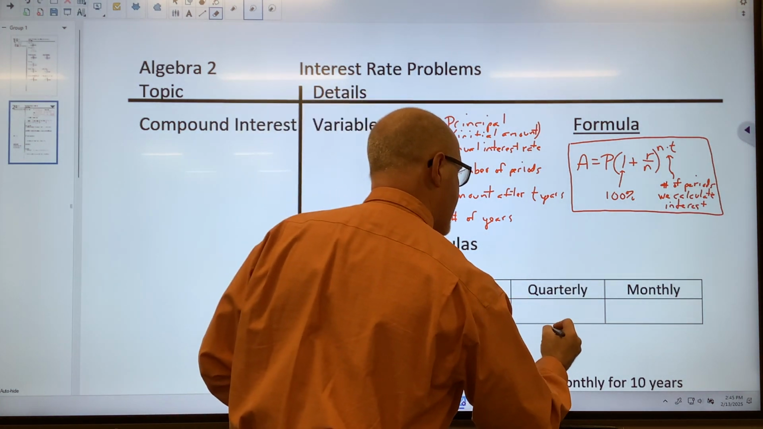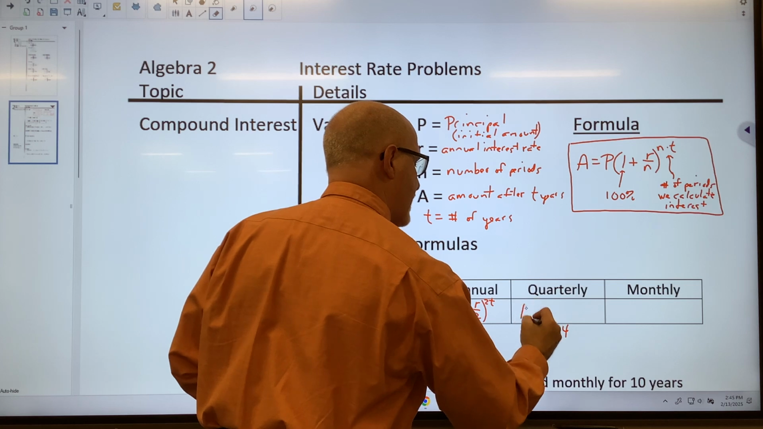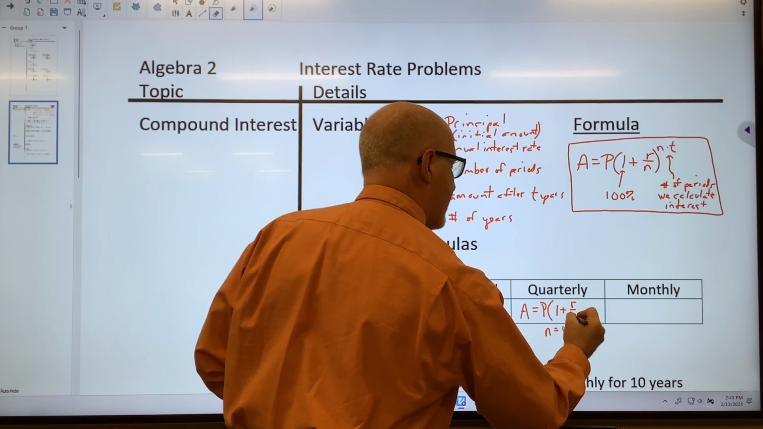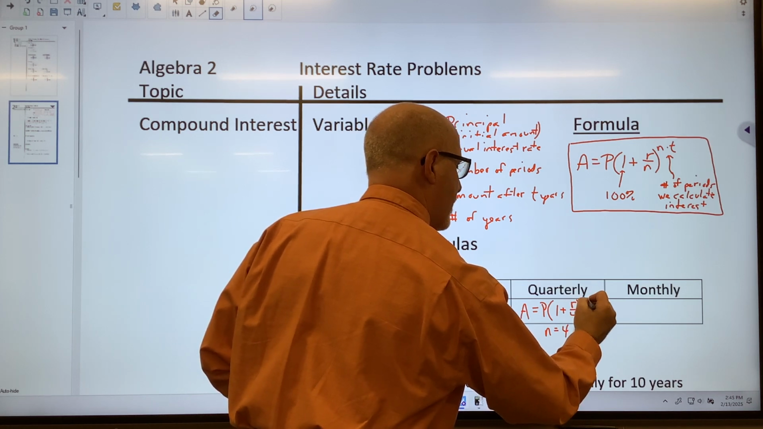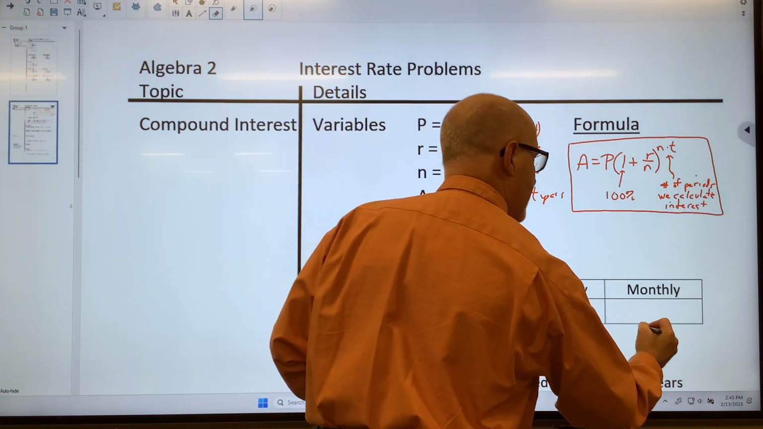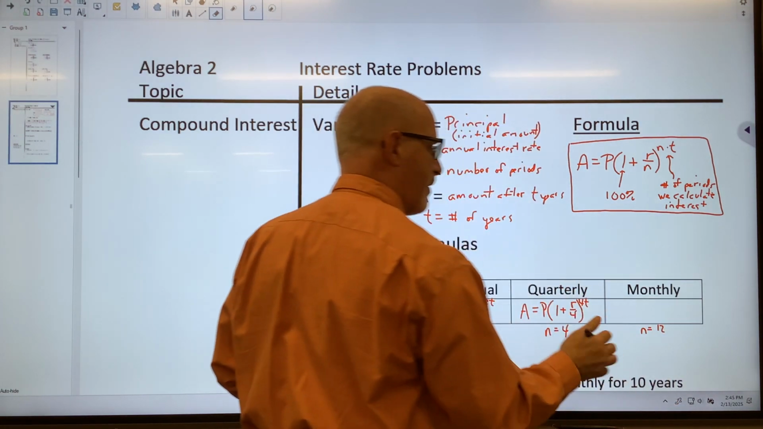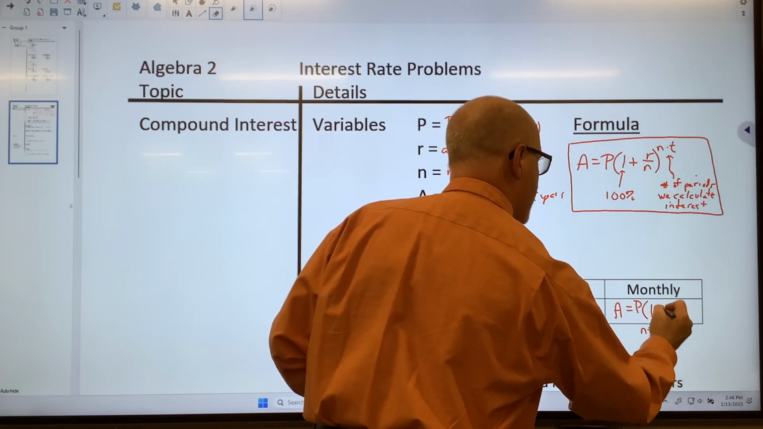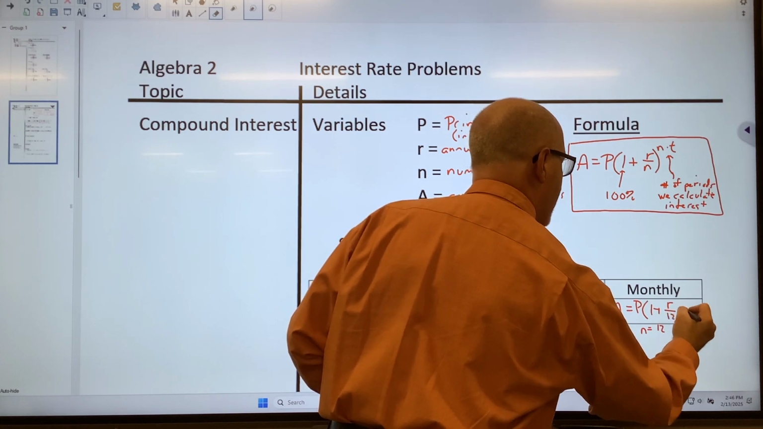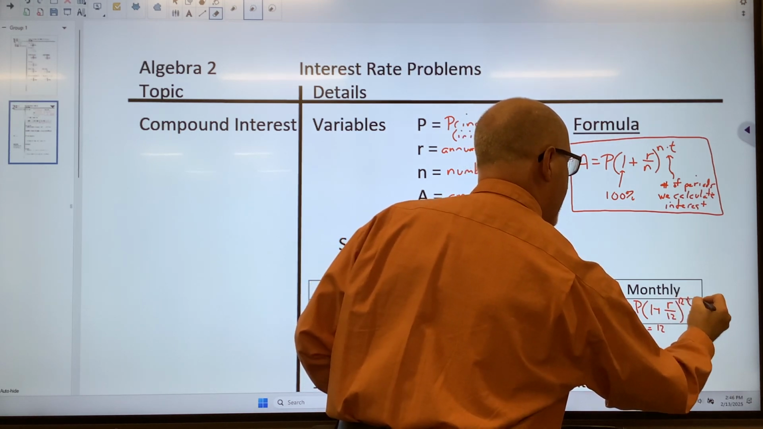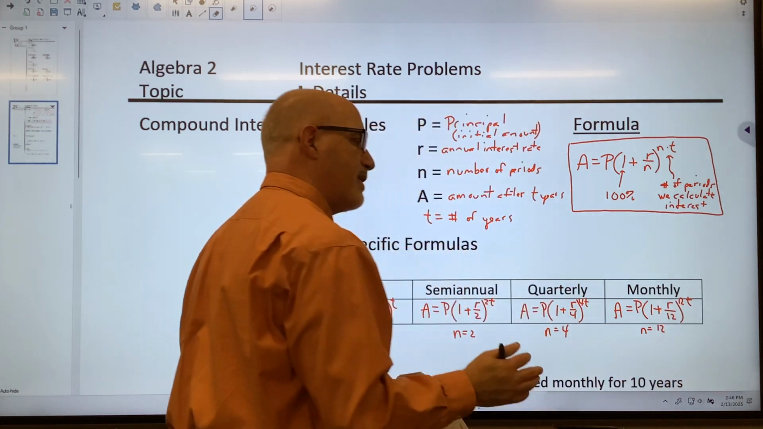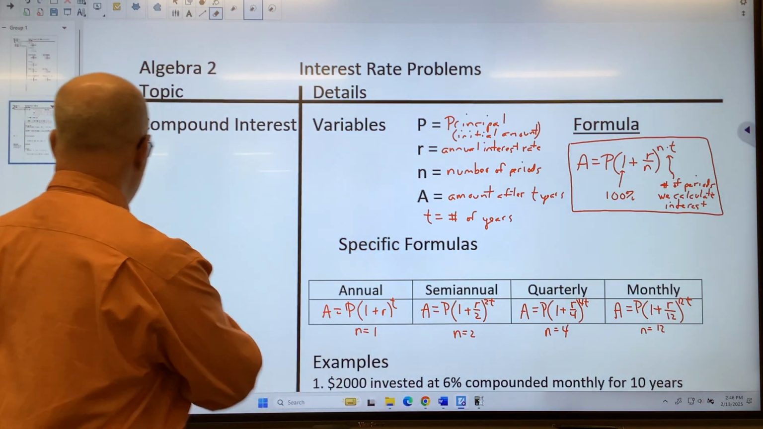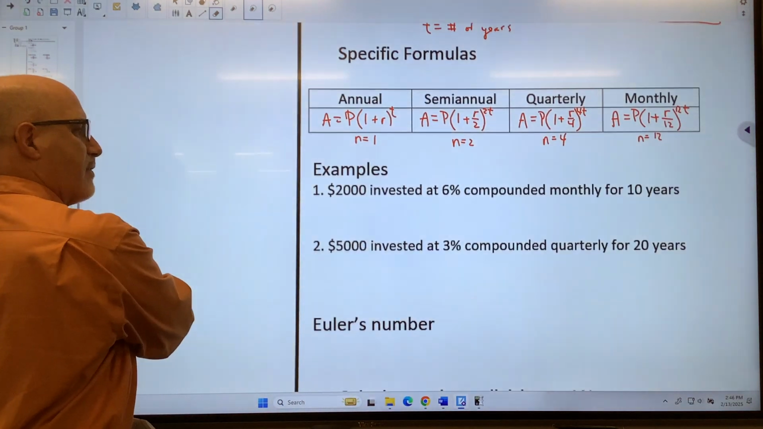Then quarterly, that means n is equal to 4. So the amount is going to equal the principal times 1 plus the rate divided by 4, and that's to the 4t power. And then lastly, monthly will be when we have n equal to 12, every month, so 12 months. So the amount will equal the principal times 1 plus the rate divided by 12, all to the 12t power. And this applies to any one of the different problems. Like if we said we're going to do it daily, then you'd use 365 as your n to do the problem. Let's do a couple examples here with these specific formulas.